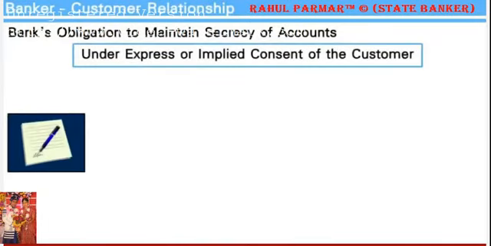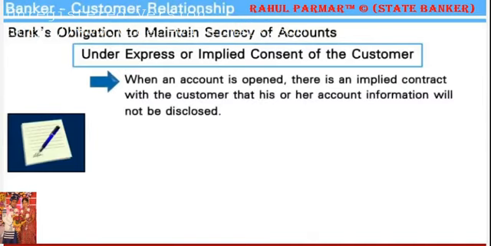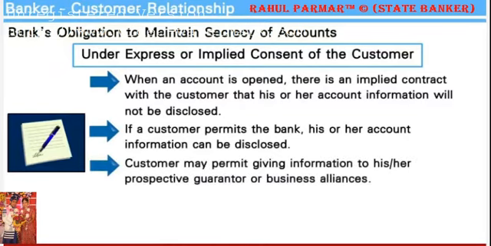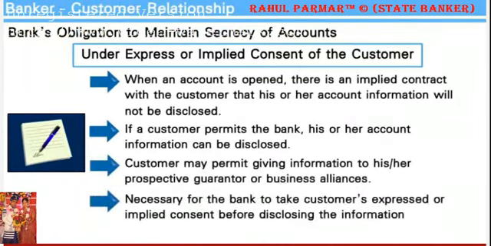Under express or implied consent of the customer. When an account is opened, there is an implied contract with the customer that his or her account information will not be disclosed. However, if a customer permits the bank, his or her account information can be disclosed. Like, customer may permit giving information to his or her prospective guarantor or business alliances. It is necessary for the bank to take customers' expressed or implied consent before disclosing the information.